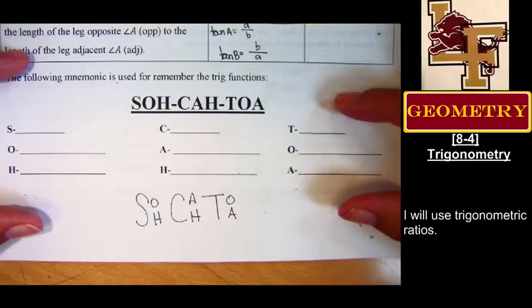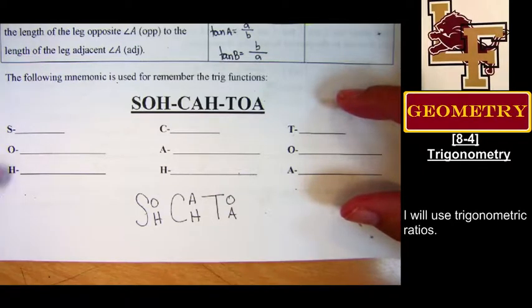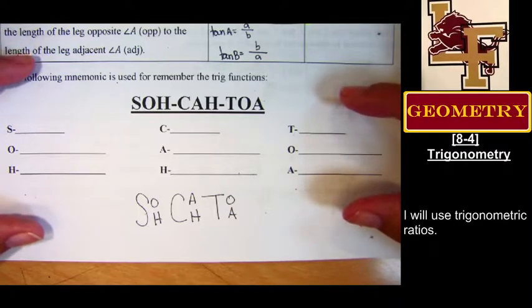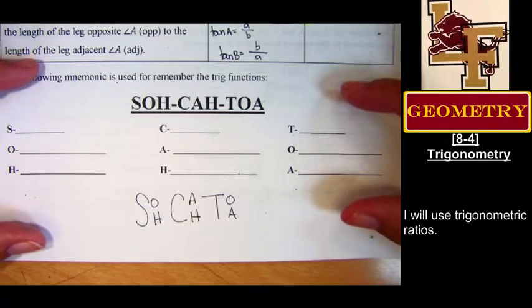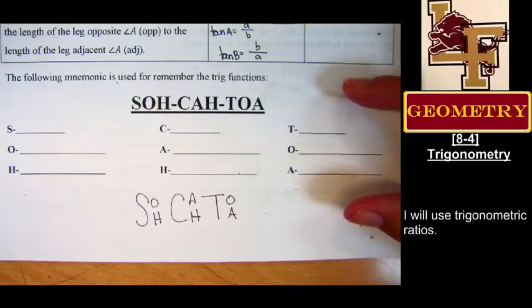Yes, you sine opposite the what? Opposite, the H is hypotenuse. The H is always hypotenuse. The O's are always opposite. The A is always adjacent. S is sine, C is cosine, and T is tangent.